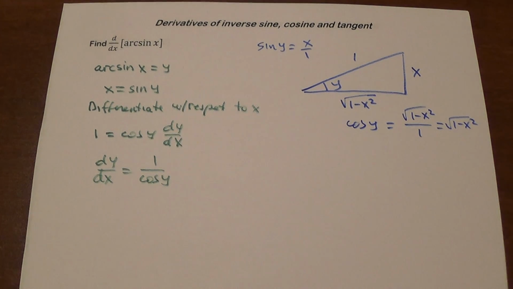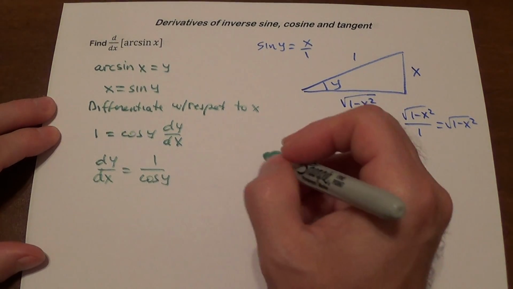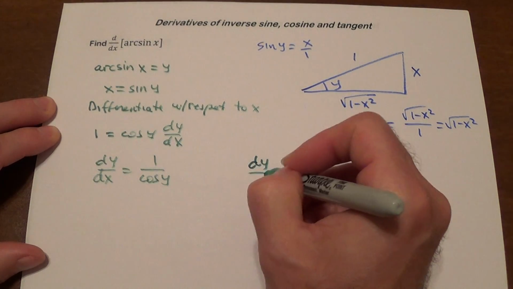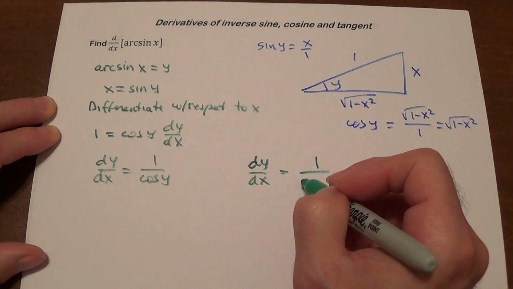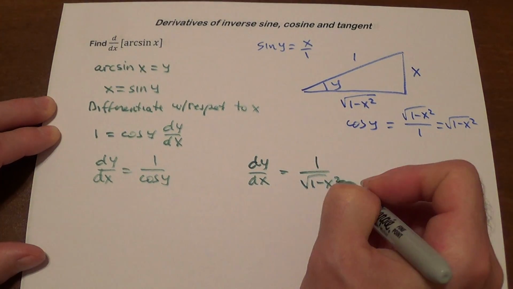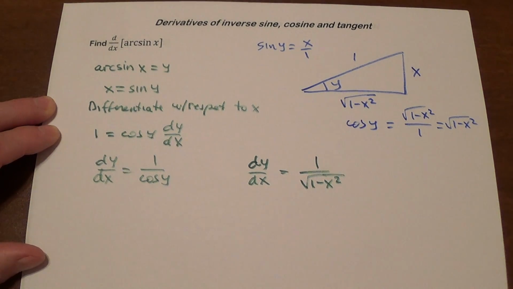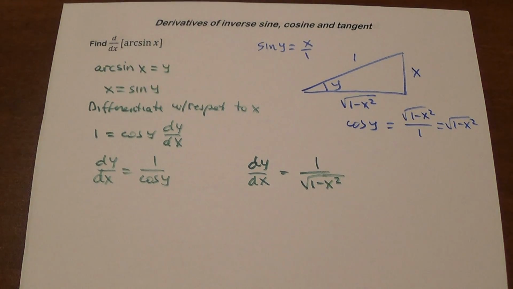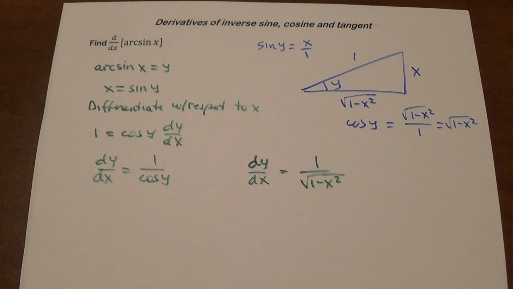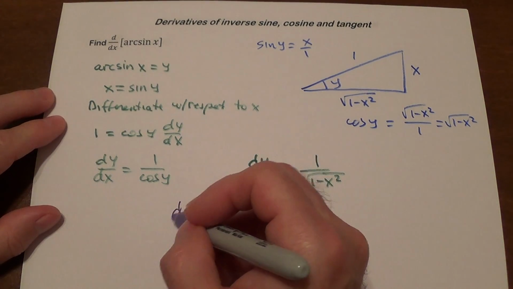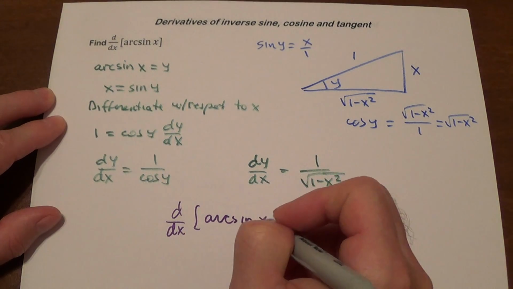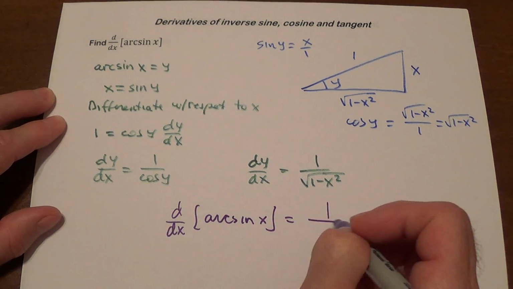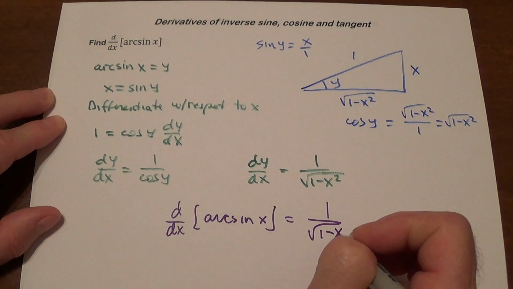And we're going back to our derivative. Right here it says dy over dx is going to be 1 over cosine y, so it's going to be 1 over square root of 1 minus x squared. So let me summarize this: the derivative of arcsine x is going to be 1 over square root of 1 minus x squared.